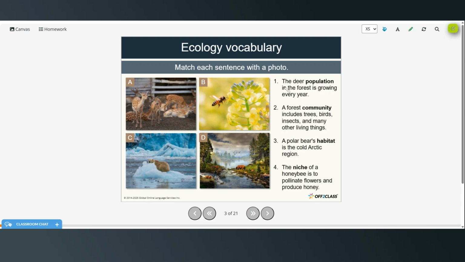Okay, number one, the deer population in the forest is growing every year, so that would be picture A. A forest community includes trees, birds, insects, and many other living things. That would be picture D. A polar bear's habitat is the cold Arctic region. That's picture C. And the niche of a honeybee is to pollinate flowers and produce honey. That's picture B.